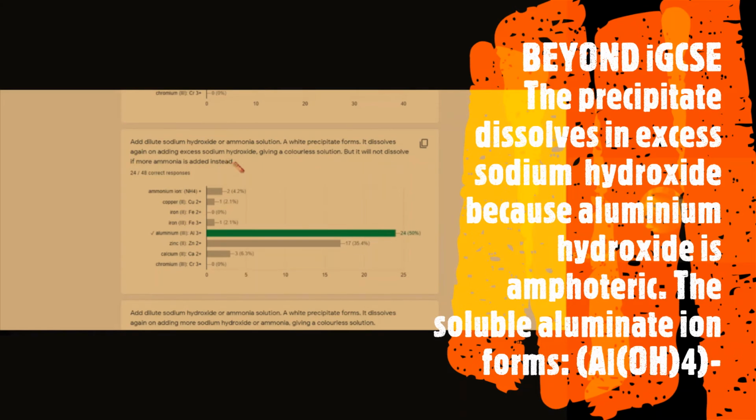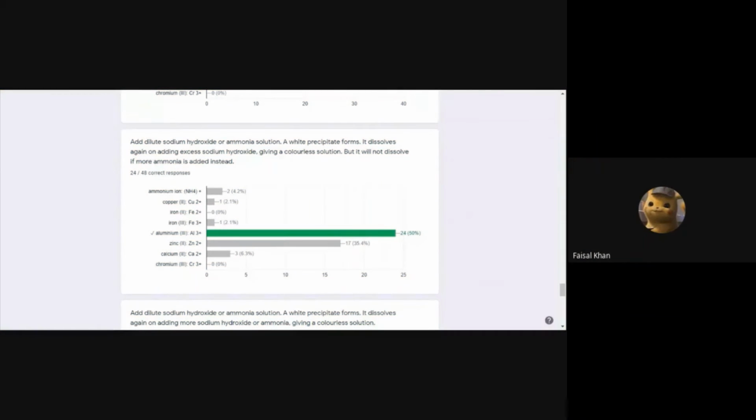The only thing that you need to remember is if it's a white precipitate and when you add excess sodium hydroxide, so you're introducing more OH minus ions, what happens is they latch onto the aluminium and they turn it into a negative ion, which can then redissolve. That's basically the chemistry behind that.